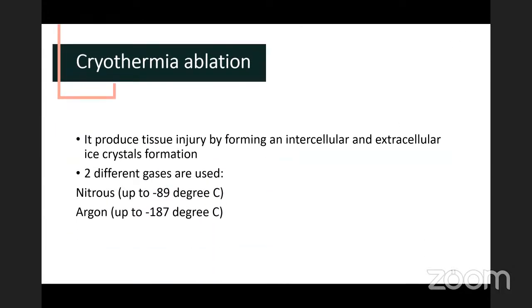Cryothermia has been the trend nowadays for the Maze procedure. It reduces tissue injury by forming intracellular and extracellular ice crystals. Two different gases are used to produce this injury, either nitrous oxide, which freezes the tissue down to minus 89 degrees Celsius, or argon, down to minus 187 degrees Celsius.